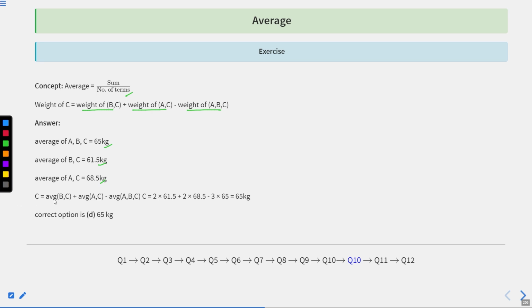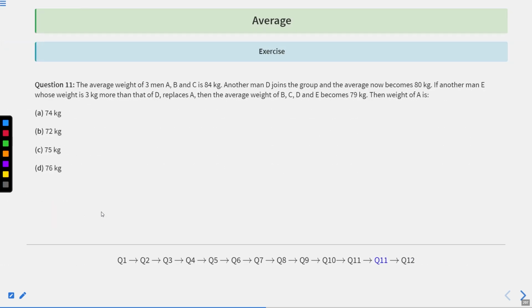So this is not the average here. It will be weight. This is also weight. So the weight will be, 61.5 is the average, twice it will give the sum of weight, the combined weight of BC. Again, 68.5 is the average weight of AC, so making it twice gives you the combined weight of AC. And again same with the 65 into 3. On simplification you will have 65 kgs. So the correct option here will be option number D, that is 65 kgs.